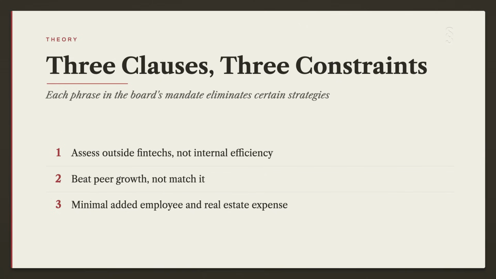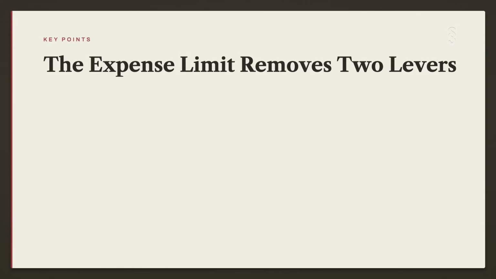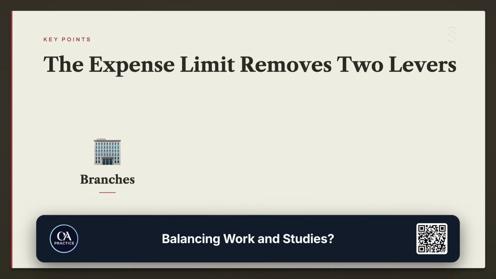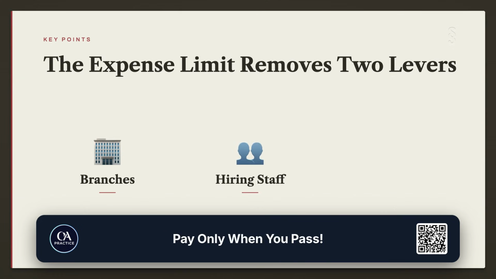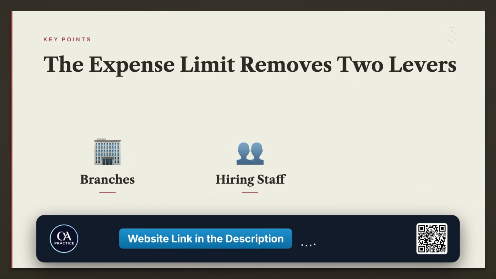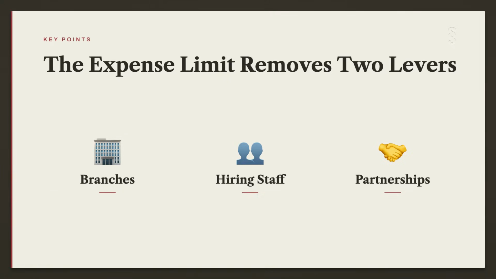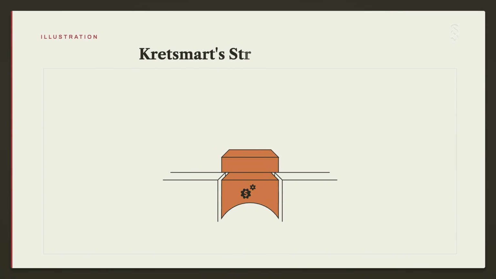The third and most decisive is the expense limit that students tend to skim. Minimal added expense eliminates the two conventional growth levers. Opening branches adds real estate, and hiring lenders or advisors adds headcount. With both removed, growth must come from technology and outside partnerships instead.